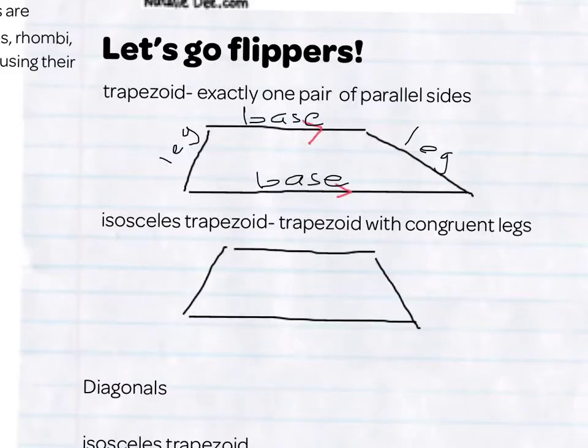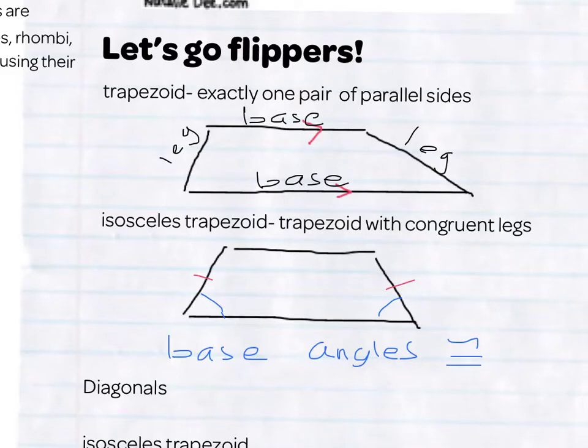Next, we have an isosceles trapezoid. Now, an isosceles trapezoid is simply a trapezoid with congruent legs. So we can add in the markings here and here to show these legs are congruent. And if these legs are congruent, that's going to force these angles opposite the legs to also be congruent. So these are indicating that you have an isosceles trapezoid with legs congruent and base angles also congruent. So if we have the base angles congruent, again, we do have an isosceles trapezoid.